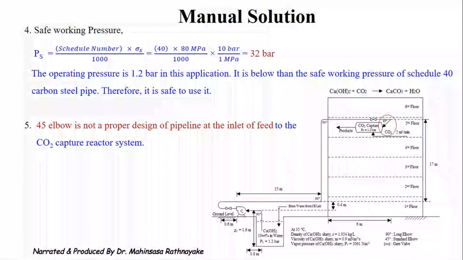Next, the answer for the fourth question. The safe working pressure, we can calculate using the formula with the pipe schedule number. We receive the safe working pressure is 32 bar when we use the maximum allowable stress in this formula. The operating pressure is 1.2 bar in this application, so that it is below the safe working pressure of schedule 40 carbon steel pipes. Therefore, carbon steel pipe is safe to use for this application.